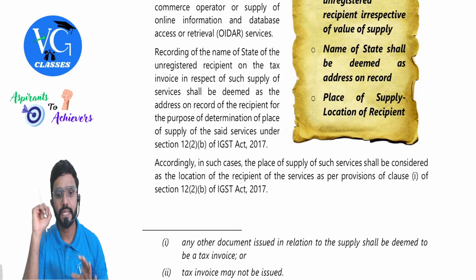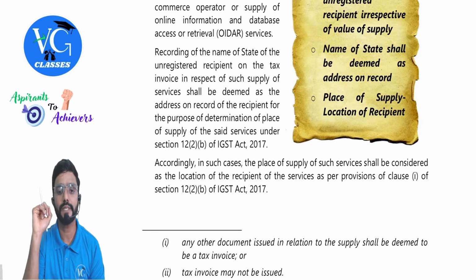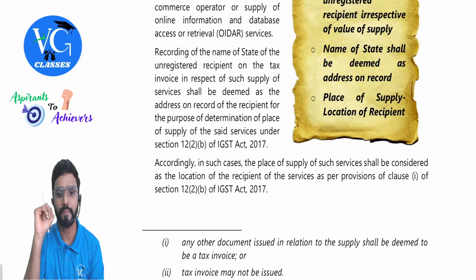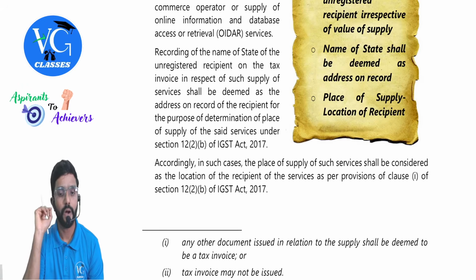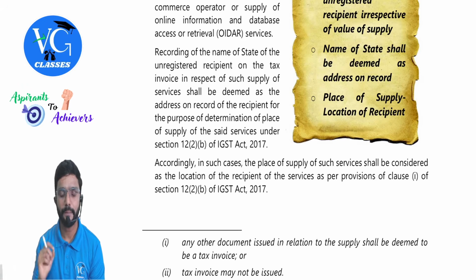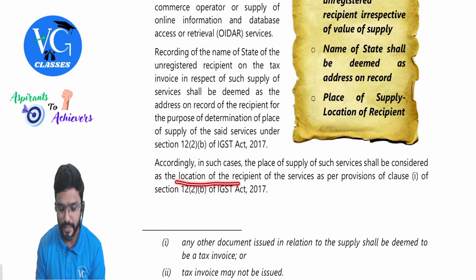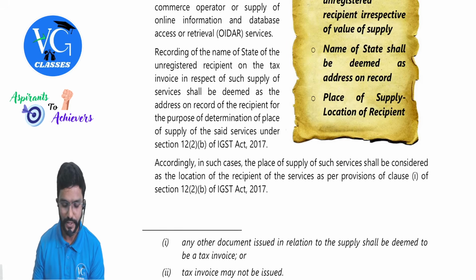Recording the name of the state of the unregistered recipient on the tax invoice in respect of such supply of the services shall be deemed as address on the record of the recipient for the purpose of determination of place of supply of the said services under section 12(2)(b). Accordingly, in such cases, the place of supply of such services shall be considered as the location of the recipient of the services as per the provisions of clause 1 of section 12(2)(b) of IGST Act. Got it? Yes, sir.